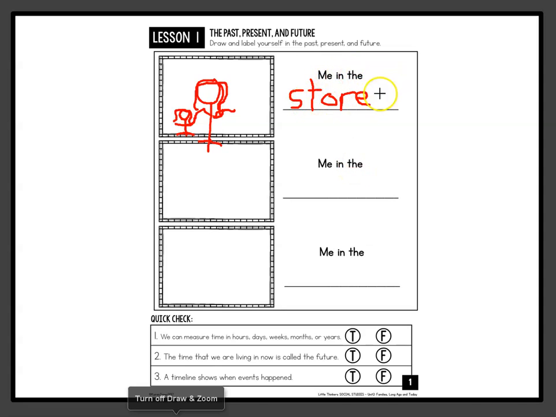Oh, does that say me in the store? Is that what that means? Or it says draw and label yourself in the past, present, and future. That means it wants me to, actually, here instead of store, I would have put me in the past, right? And just like in school, we could just cross it out. We don't need to erase it. We don't need to do anything else. Okay, and then it says me in the present. I can write in my words now before I even draw my pictures so I don't get confused, because I got confused. And then it says me in the future.